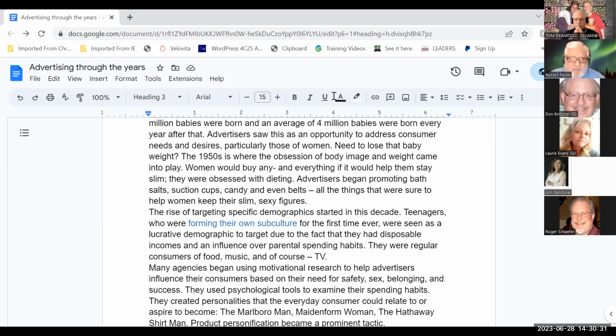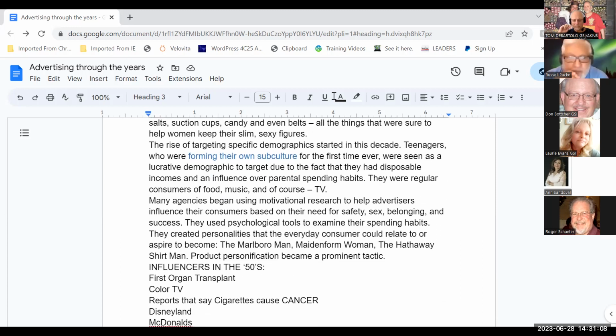The rise of targeting specific demographics started in this decade. Teenagers, who were forming their own subculture because there were so many of them, for the first time ever were seen as a lucrative demographic to target. The reason they were targeted was because there were so many of them and they had disposable income. If you're living at home and working, you have disposable income. And they made an influence on their parents' spending habits. They were regular consumers of food, music, and of course, TV.